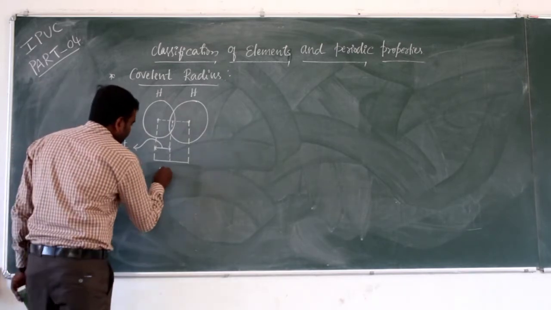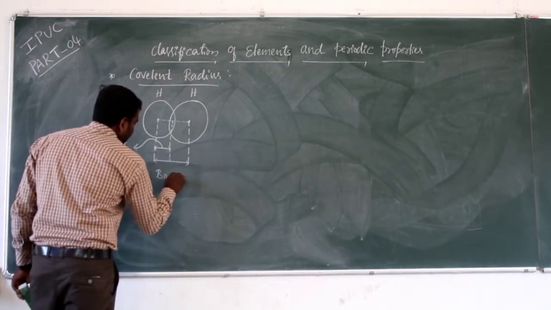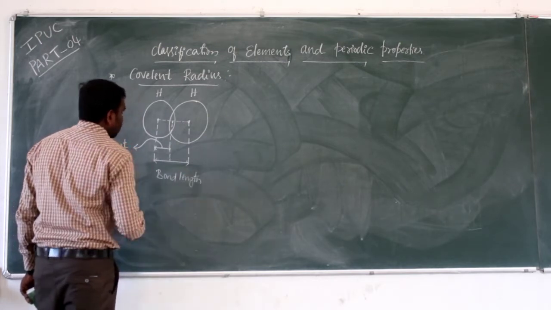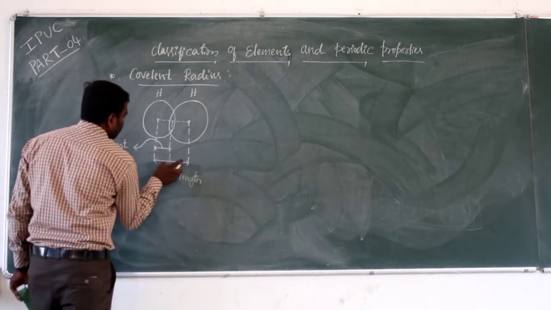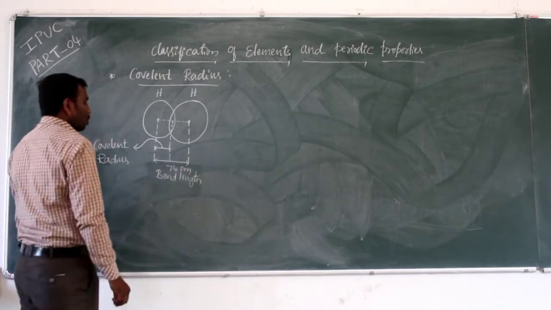Okay, it's bond length. The bond length of two hydrogen atoms is 74 picometer.